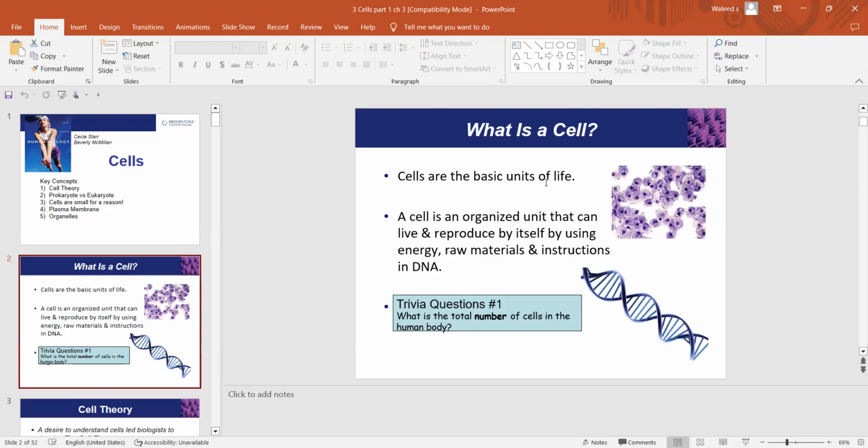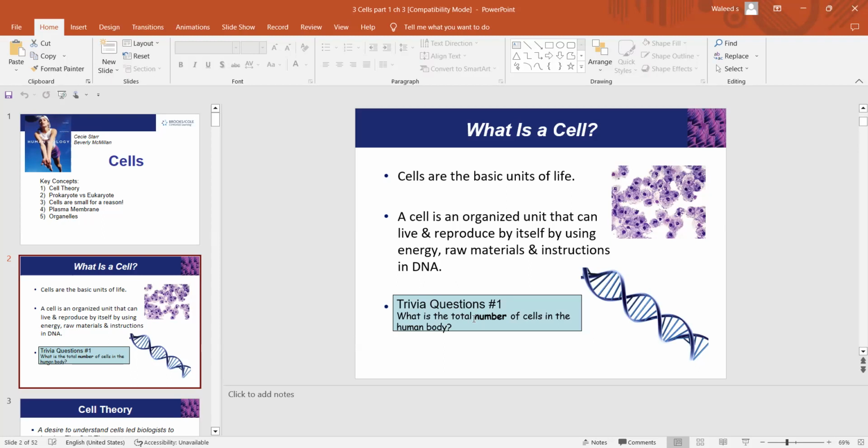Okay, so what is the cell? We talked about it before. It's the basic unit of life. Anything less than that is part of the cells, but we do not call it basic unit of life. You have to memorize these things. It's an organized unit that can live, reproduce, sense and respond. That was the definition before. And you can utilize raw material to get energy, and you have DNA for instructions.